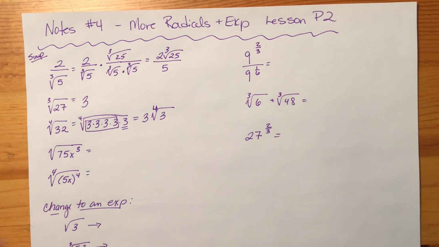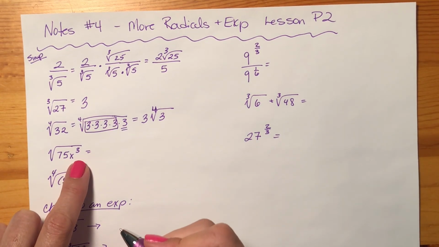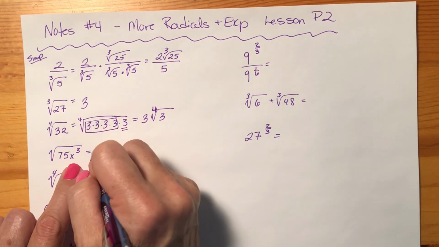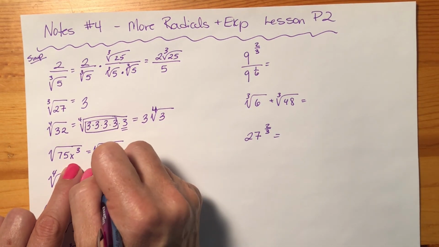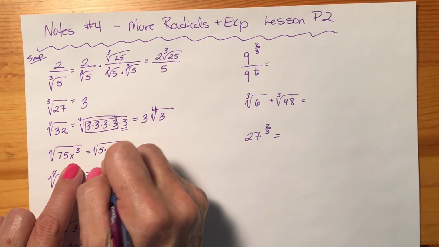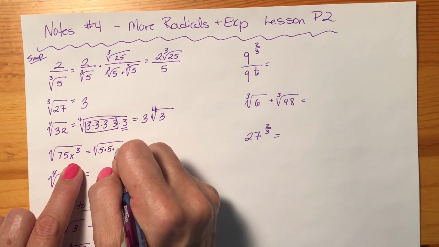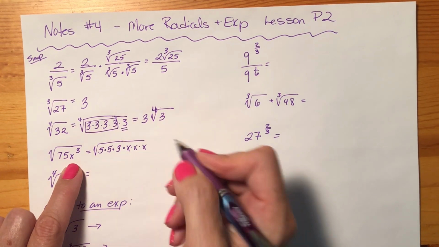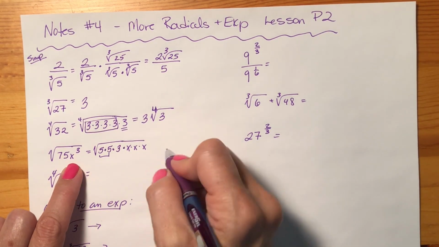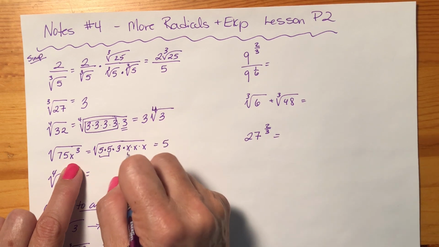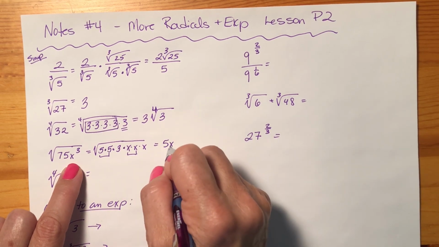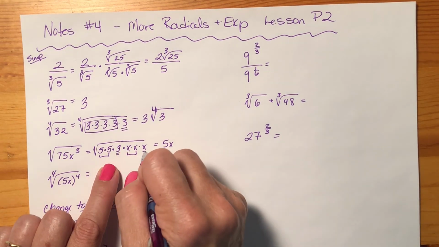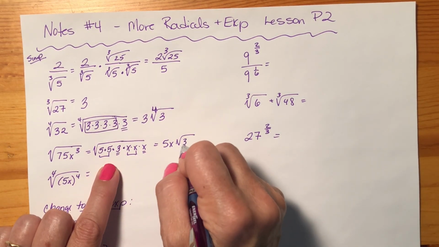Okay? We're going to do the same thing with 75. Maybe you're thinking to yourself, 75, I know that is going to be 25, or maybe you want to write 5 times 5 times 3, and then x times x times x. Totally fine if you want to go ahead and do that at the beginning. Here's a pair of 5s, so the 5 comes out. Here's a pair of x's, and x comes out, right? And then underneath, I still have a 3, and I have an x, so that's times the square root of 3x, okay?